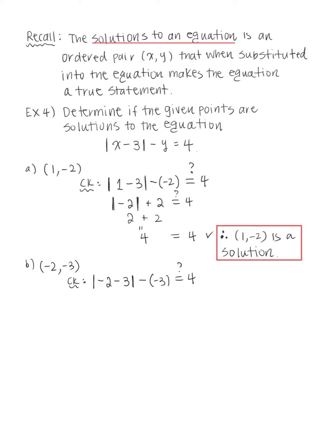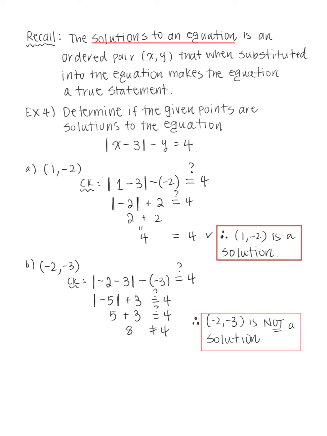Okay, so let's do this step by step. What is negative 2 minus 3? That's negative 5. And then minus negative 3 becomes plus 3. Is that going to give us 4 back? I don't think so. So this is going to be 5 plus 3. Is that going to give us 4 back? No. So here 8 does not equal 4, which means that negative 2 comma negative 3 is not going to be a solution to the equation.